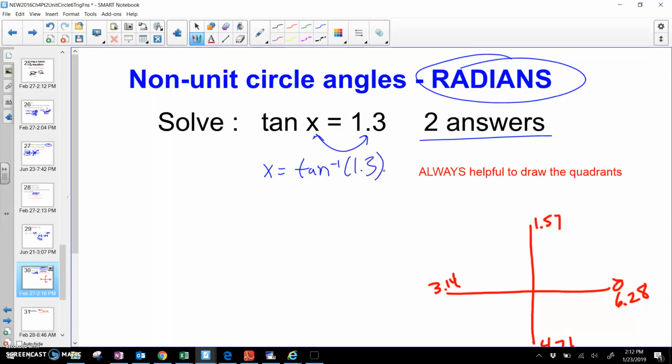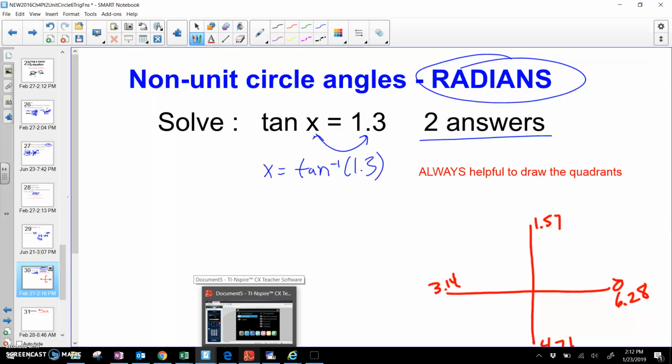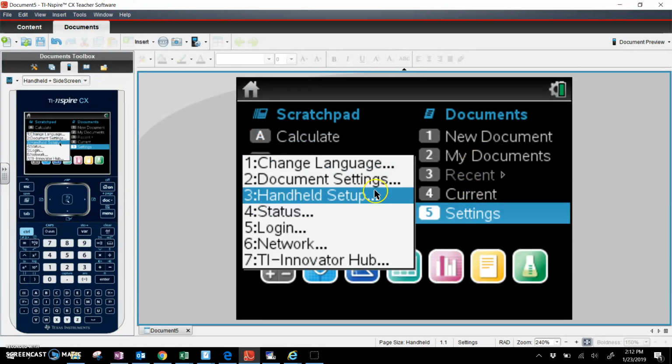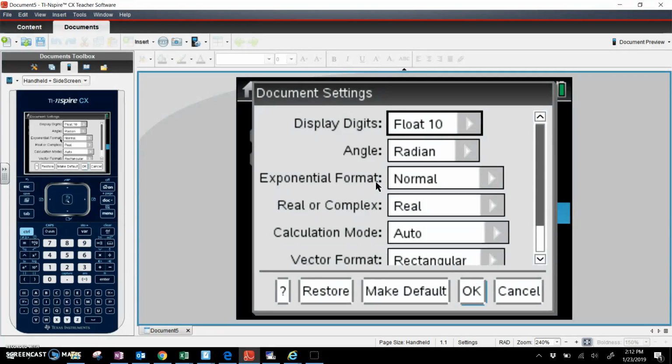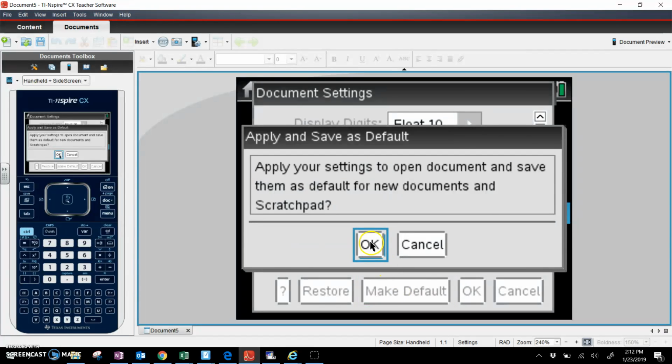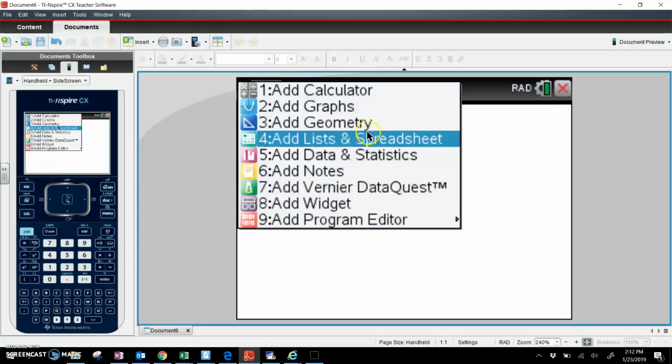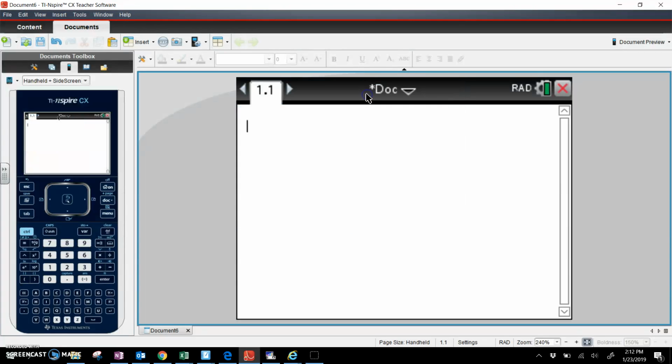I'm only able to pull up a graphing calculator on my screen, so hopefully you guys will figure out how to change the modes on the scientifics. But if I come here, make sure you check your settings. You go settings, document settings, and you'll see that my angle's in radians. If it's not, or if you want it in degrees, you click on it, switch it, and then make it the default. But mine is where I want it to be. So I'm going to save that. I'm going to go to a new document. No, I don't want to save anything, and I'm going to add a calculator.